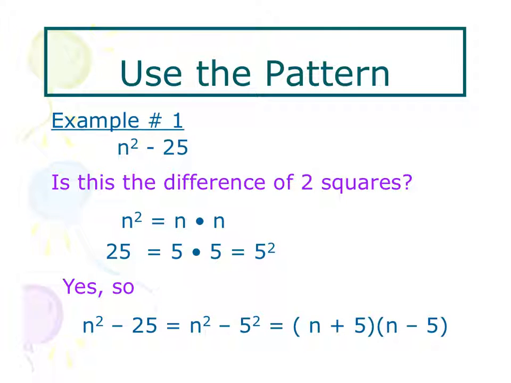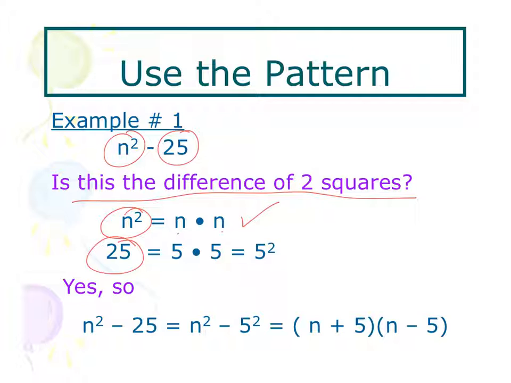So here's an example. I have n squared minus 25. We need to know, is this a difference of two squares? n squared is equal to n times n, so that's a perfect square. 25 is equal to 5 times 5, so that's a perfect square. So yes, it is, because they have a minus sign between them. So they factor into the quantity n plus 5 times the quantity n minus 5.